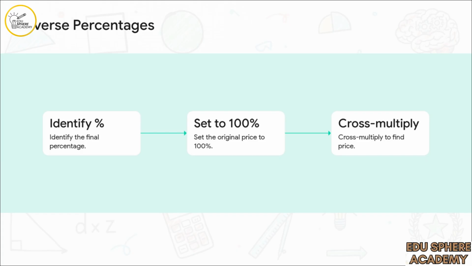Step 1, recognize that the new price is actually 125%. Step 2, set the unknown original price equal to exactly 100%. Step 3, simply cross-multiply your percentage column with your dollar column to find the true original price. It is foolproof, I promise.